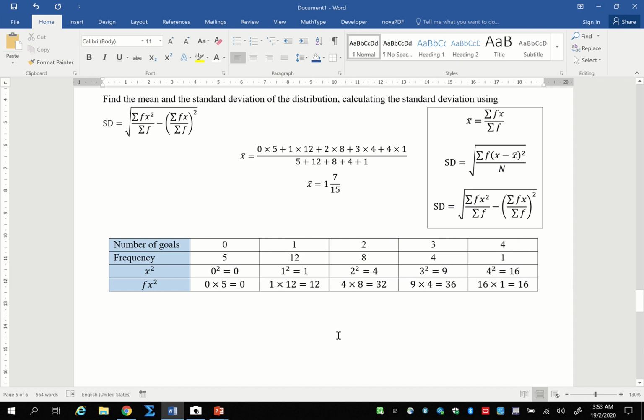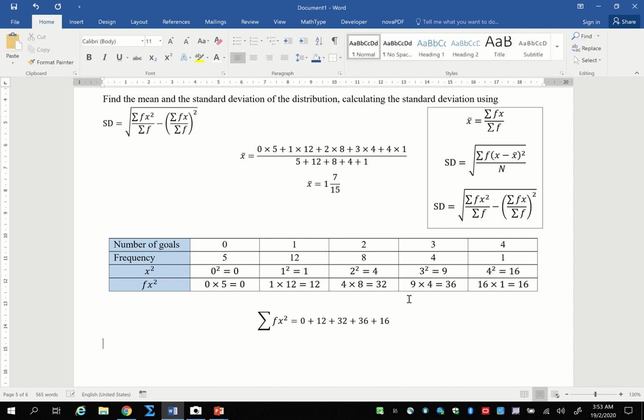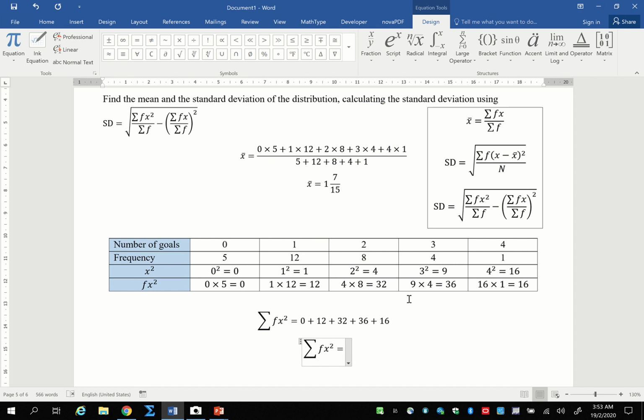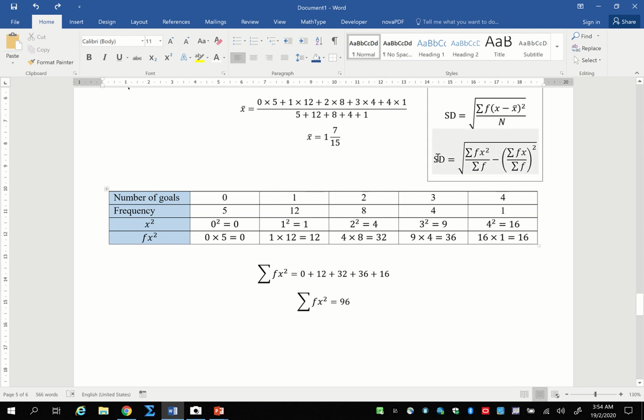Alright, and similar to the ungrouped data in the data set, before we find the whole standard deviation, always make it a habit to do this. Sum of fx squared equals 0 plus 12 plus 32 plus 36 plus 16, alright, and I will have 96. And then from here we'll just simply substitute everything into the formula.